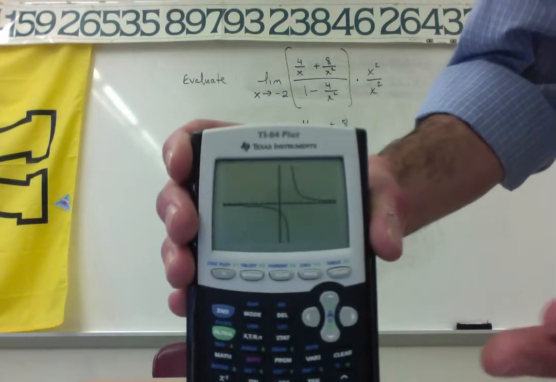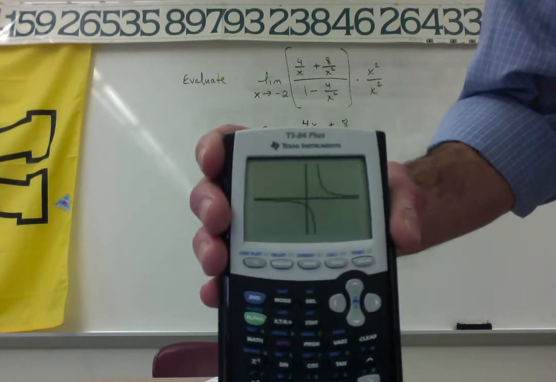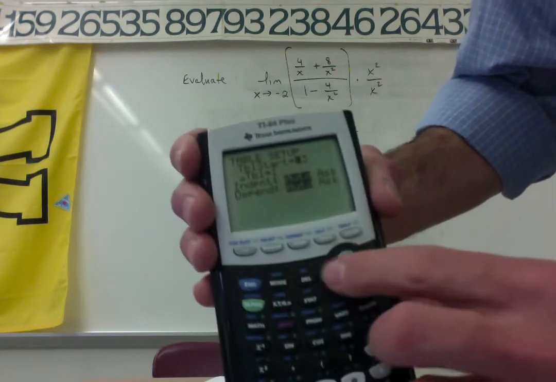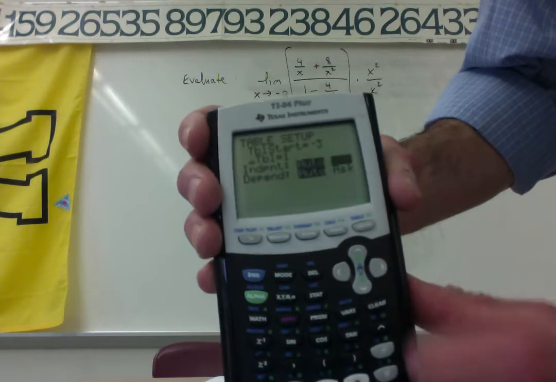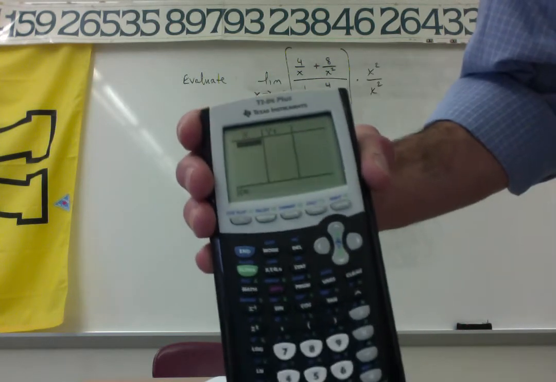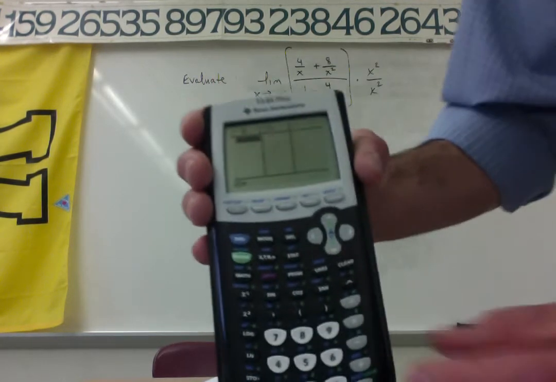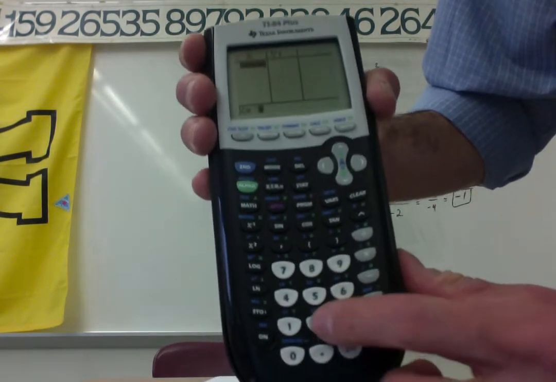Now, if we wanted to be especially careful, here's a quick way to kind of sort of cheat. Change the table set to the ask feature. All right, now go to the table. It looks empty, right? Well, you can plug in numbers very close to -2. If you plugged in -2, you wouldn't be able to do it. You would just get an error.